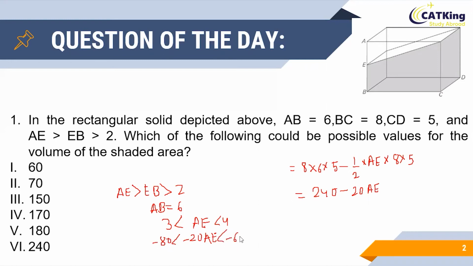And hence, adding 240 to all the three sides, we get 240 minus 20 AE will be less than 180 and greater than 160. And we see that only option 4, that is 170, satisfies this inequality. Thus, option 4 is the correct answer.